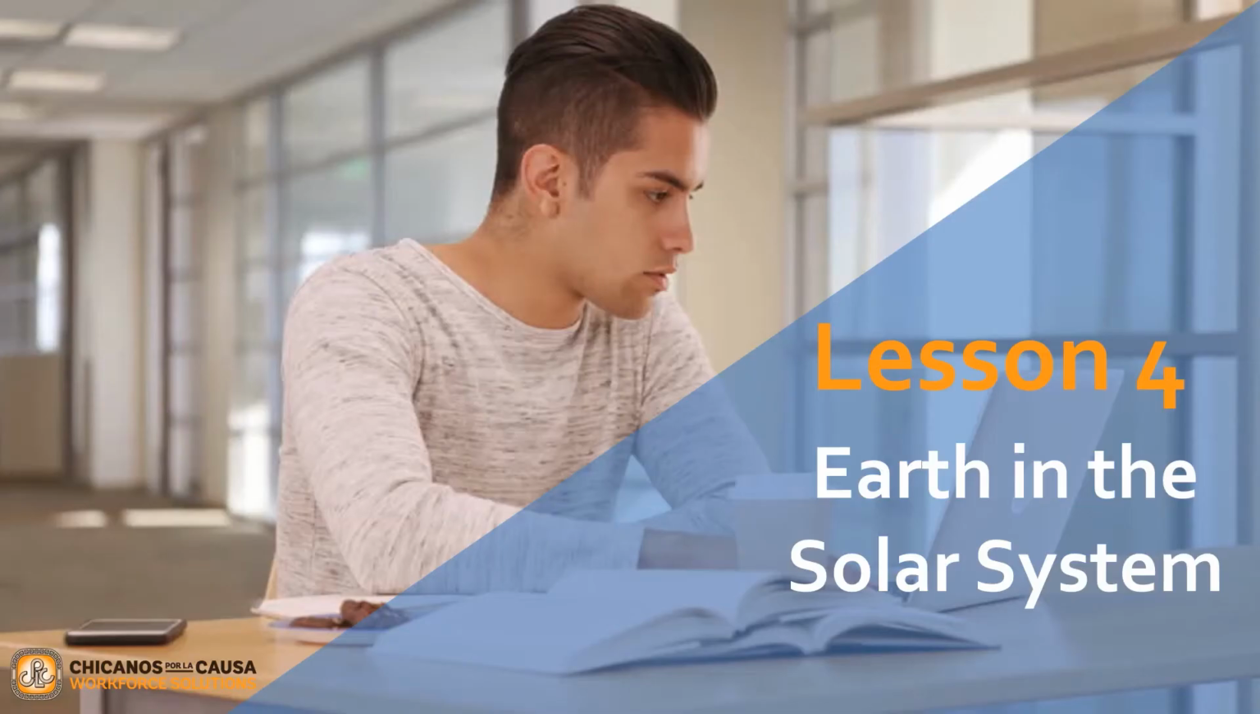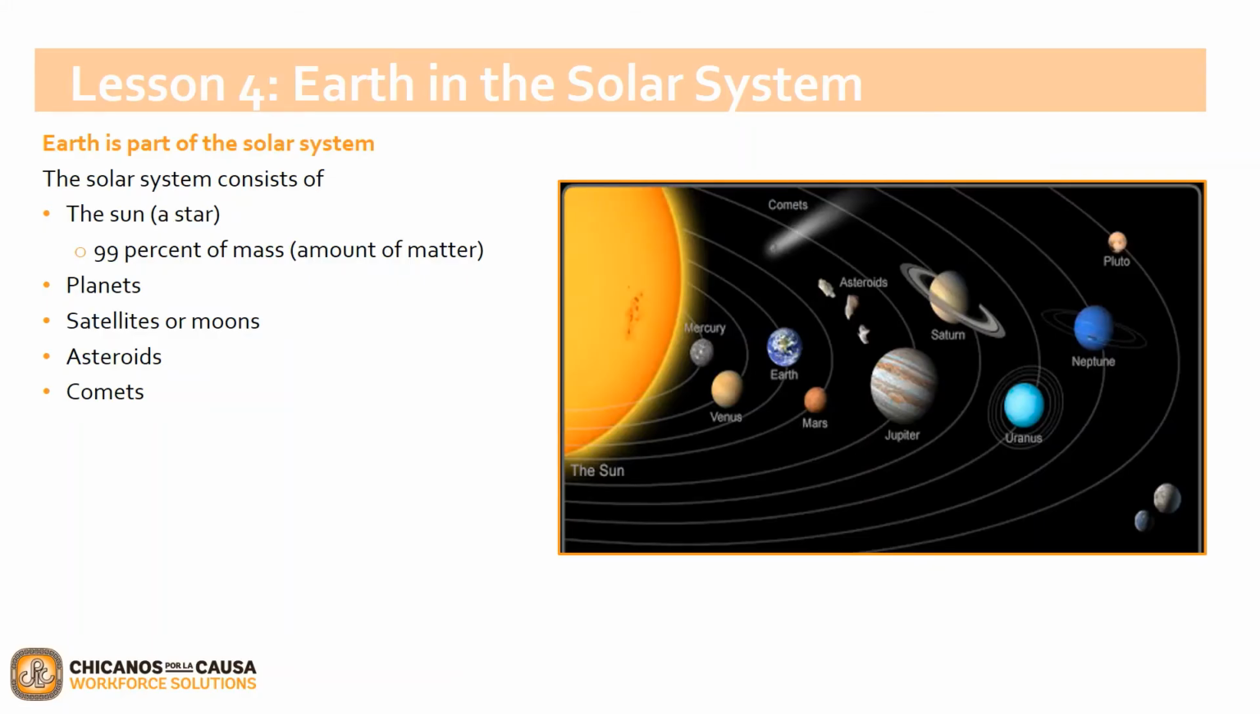We are now moving on to lesson 4, Earth in the solar system. Earth is part of the solar system. But what is the solar system? Well, the solar system consists of the sun, which is a star, planets, satellites or moons, asteroids, and comets. The sun has the highest percentage of mass compared to everything in the solar system, and all of the other celestial bodies revolve around the sun, and they are held in place by the force of gravity.